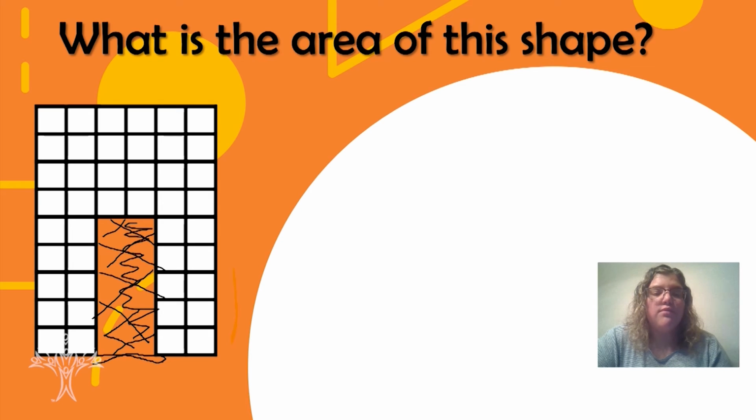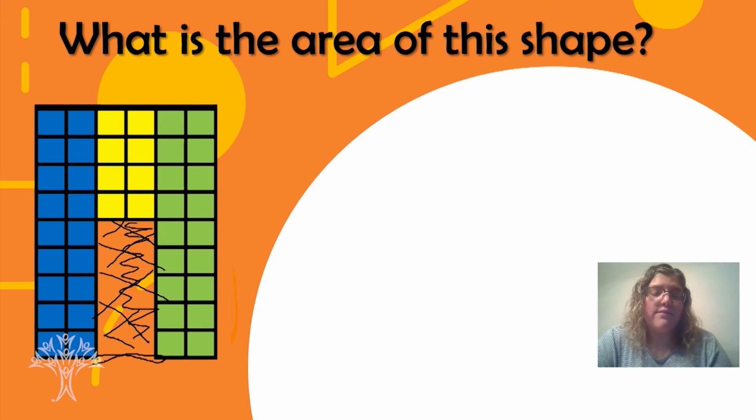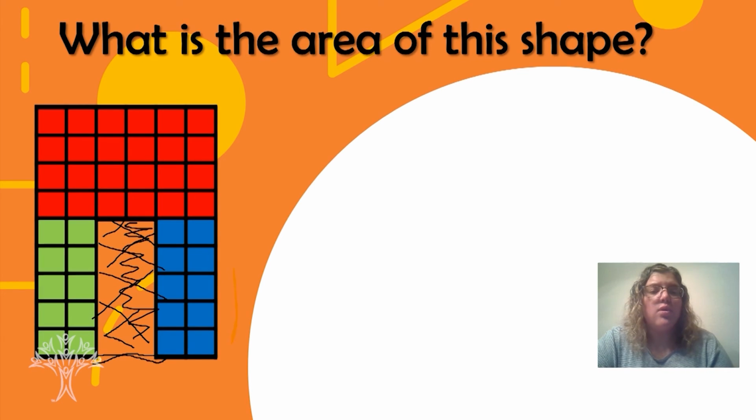So to review, when you do this, you have those 2 long ones and the short one in the middle, or you have that big one on top with the 2 short ones on the sides. I want you to pick one of those 3 methods, and I want you to try solving this one.